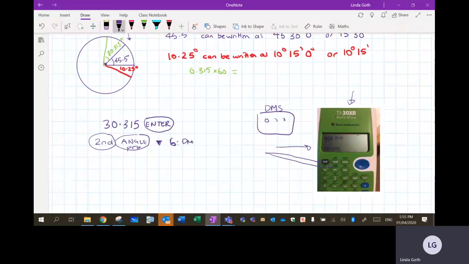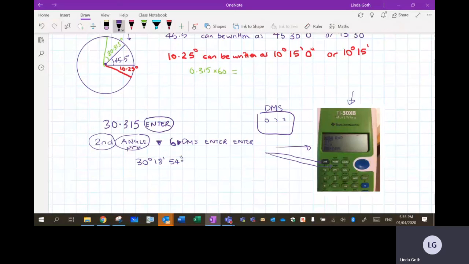DMS. In fact, it's got a little arrow. It's saying whatever's on your screen, you want to put that into degrees, minutes and seconds. So you'll press enter, and I think you need to press enter one more time, and you'll get something on your screen that looks like this. You'll get 30 degrees, 18 minutes and 54 seconds.